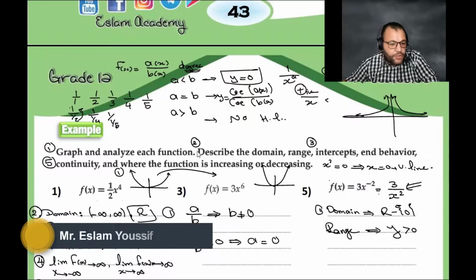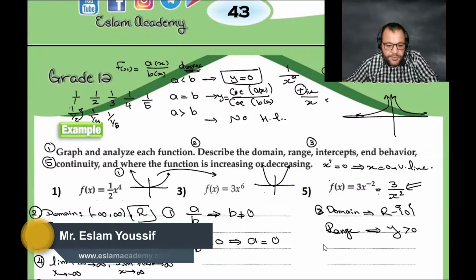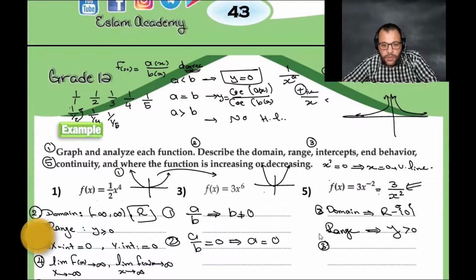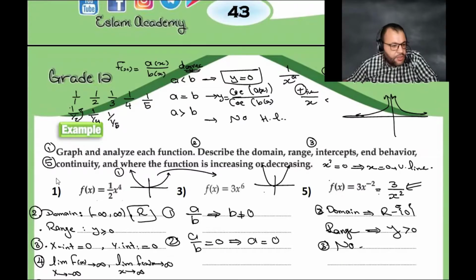Now we need to describe the domain and range. That's number 2. Khalas, we finish. Intercept. There is no x-intercept and there is no y-intercept. After that, we need to find the end behavior. When the function is going towards negative infinity, the function goes positive. When it goes towards positive infinity, it goes positive.